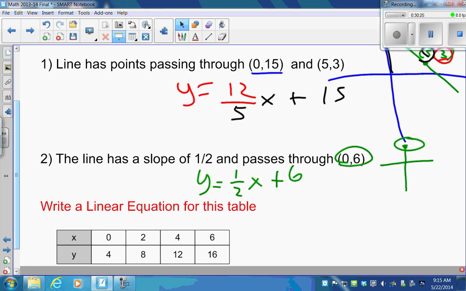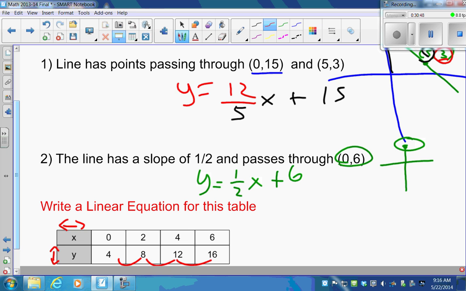Last part of this, you have something like this. Do not put this on notes. Just put it on your scrap sheet of paper. It gives you the x and the y, and you have to write an equation. So here's where people get stuck. My x is my run. My y is my rise. Look how much this goes up by each time. This goes up by 4, and this goes up by 2, and you have to write an equation out of this.